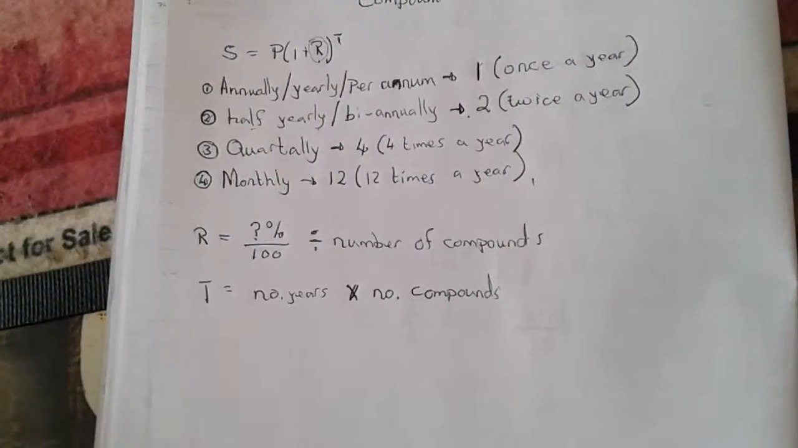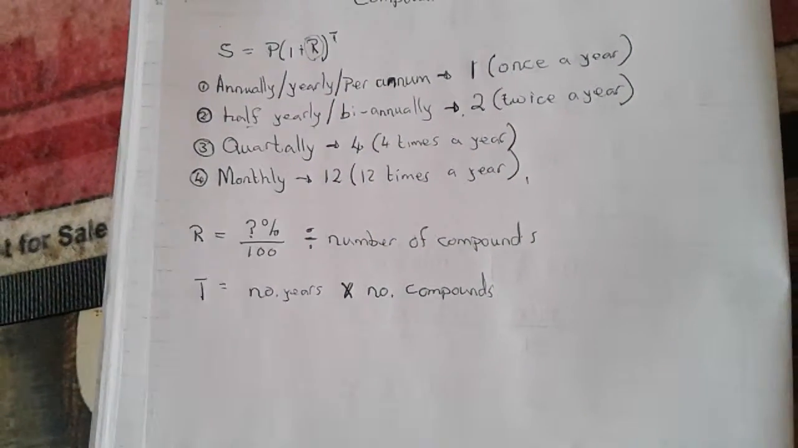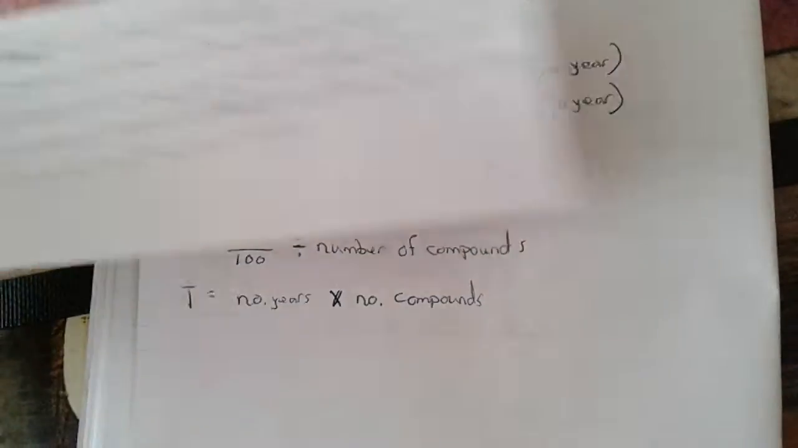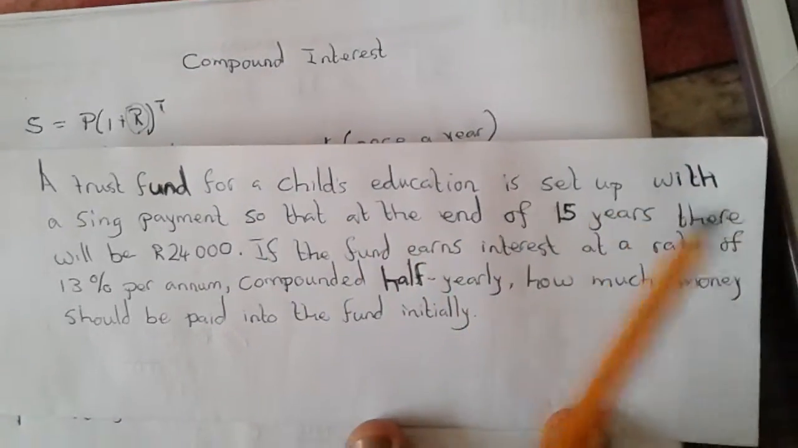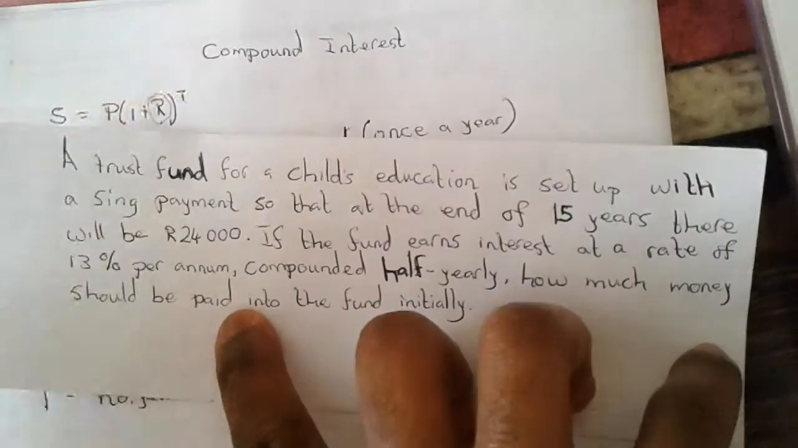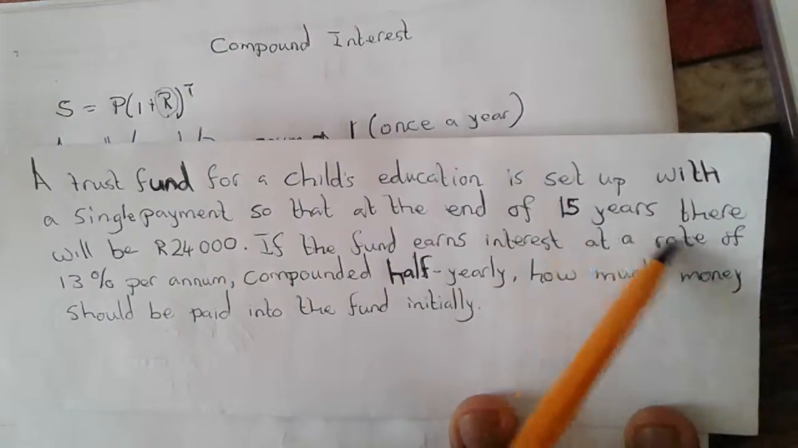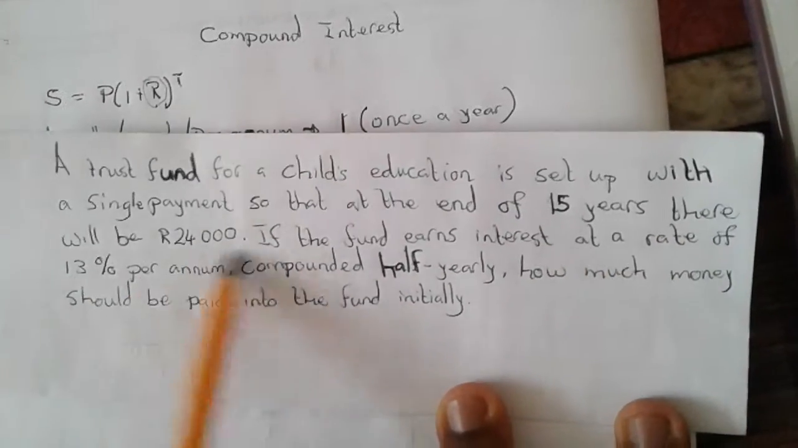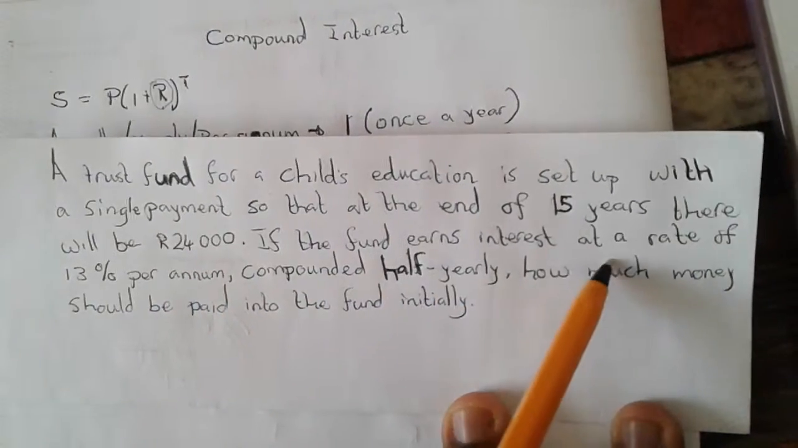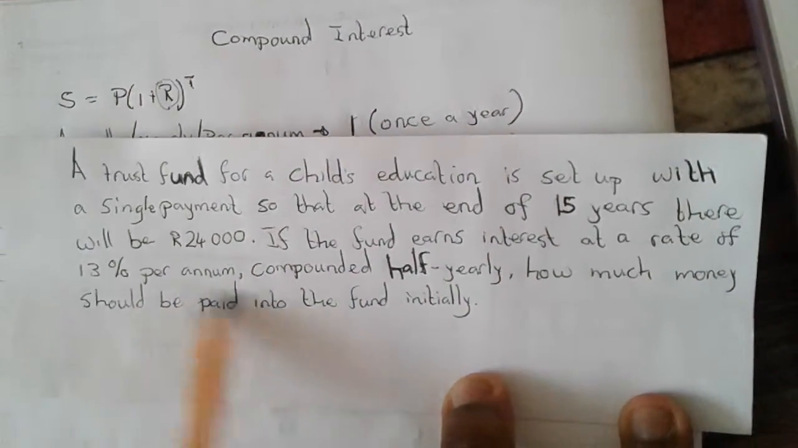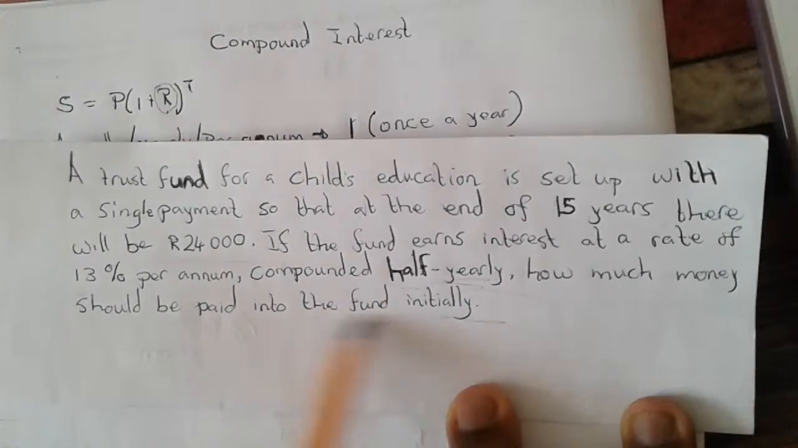Got it? Good. Now let's get to a question, because another learner asked me to do this question for them, and I really hope it was not an assignment, because I'm not going to do your assignments for you. So it says a trust fund for a child's education is set up with a single payment, so that at the end of 15 years there will be 24,000. If the fund earns interest at a rate of 13% per annum, compounded half yearly, how much money should be paid into the fund initially?